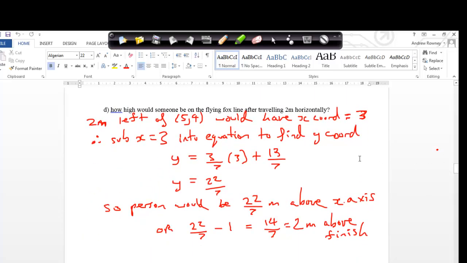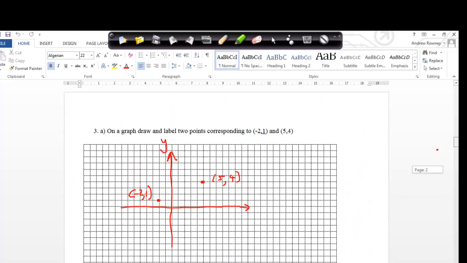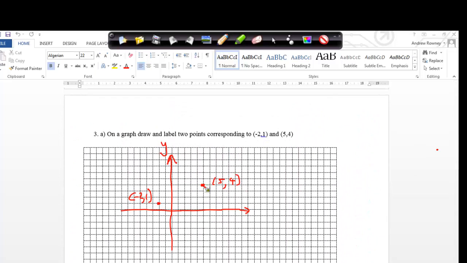Now part D, how high would someone be on the Flying Fox after travelling 2 meters horizontally? So what that's saying is, if you're starting here and you go 2 meters horizontally, that means you're going that way. How high are you going to be on this Flying Fox? So they're asking, what is this height here? You've travelled 2 meters that way, and so how far up, or in this case, how far down have you gone, or how high are you from the ground?